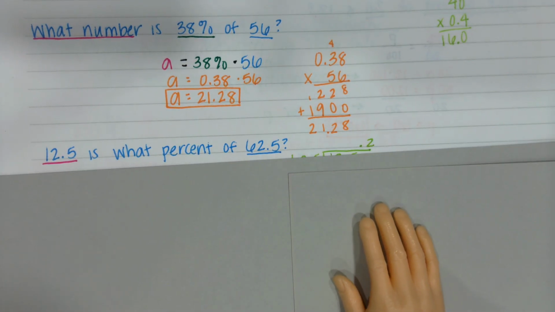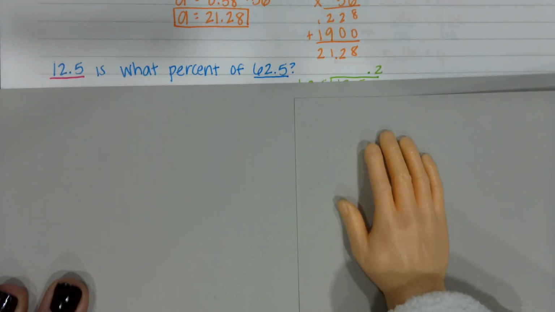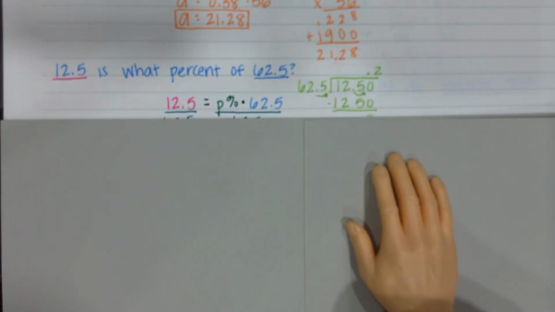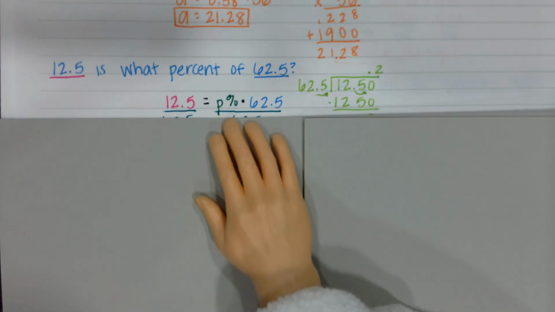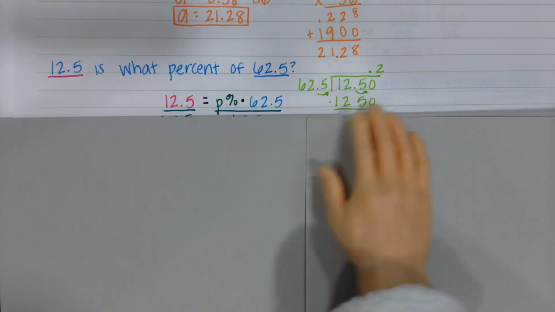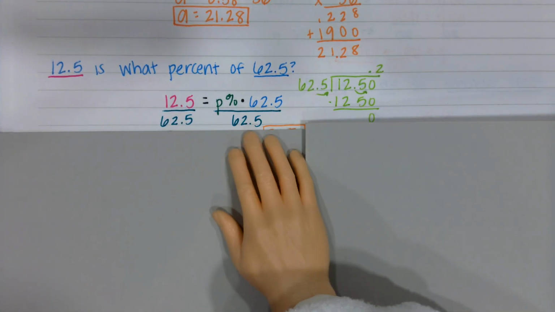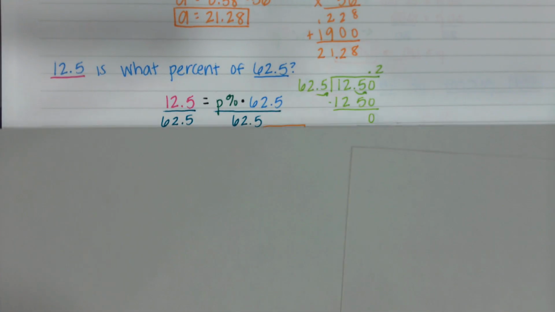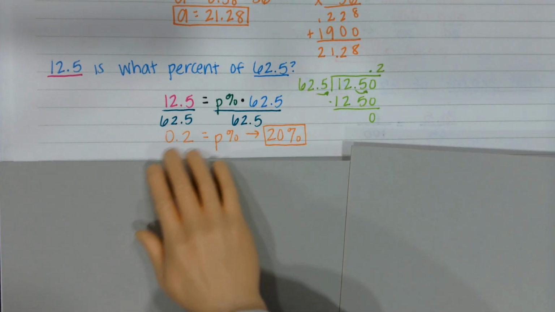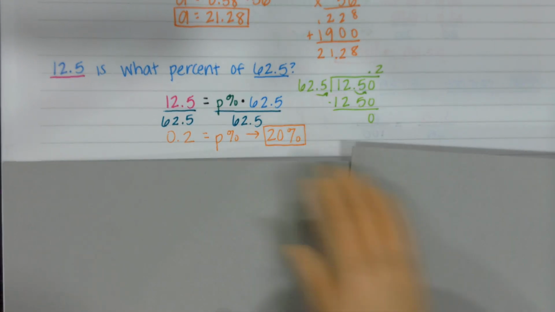And if we have 12.5 is what percent of 62 and a half, then we would have 12.5 equals the percent times 62.5. So to get the percent by itself, we need to divide each side by 62.5 to get 0.2, which is 20%.